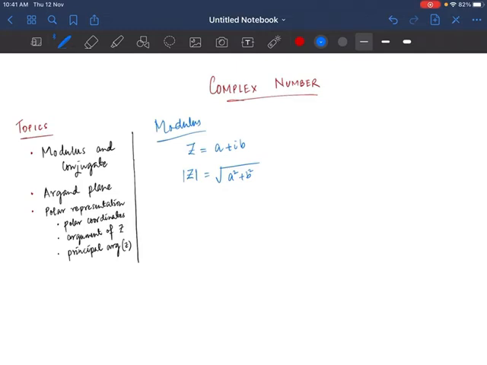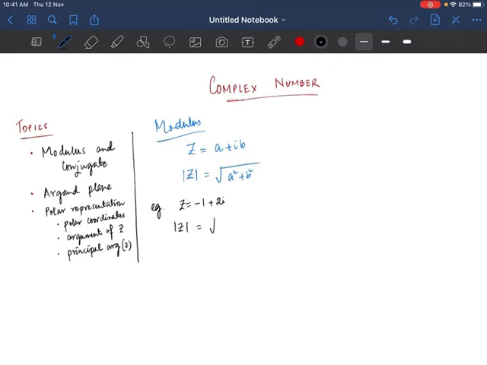So let me do one example. Suppose we have z is equal to minus 1 plus 2i. This is my z. Now somebody asks you to find out the modulus of z. So what you will do?